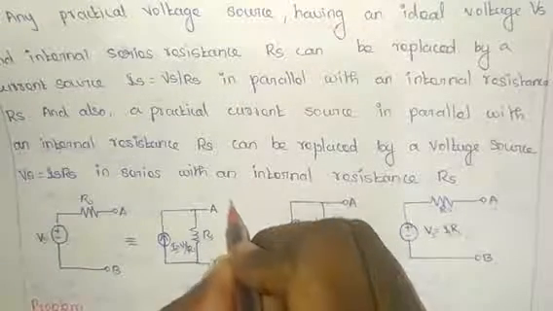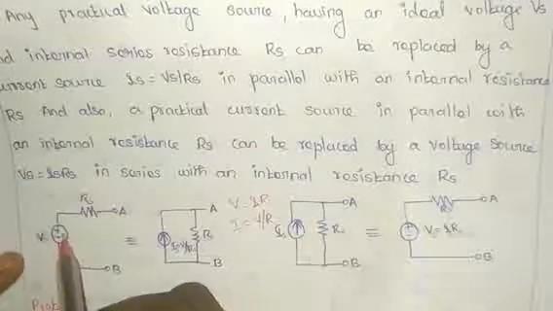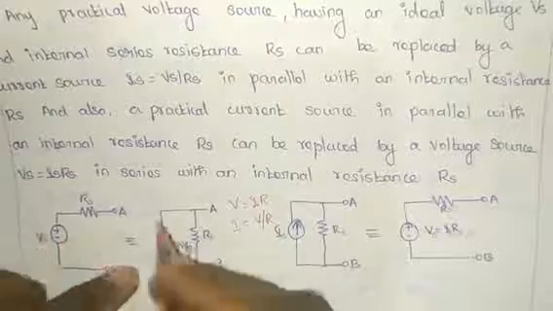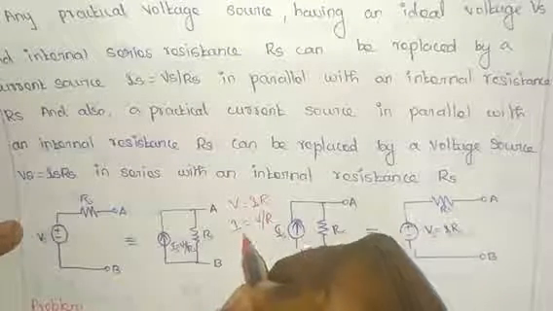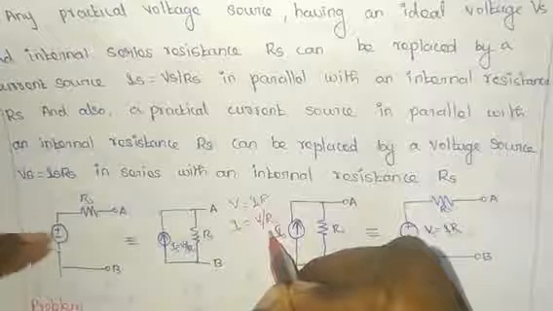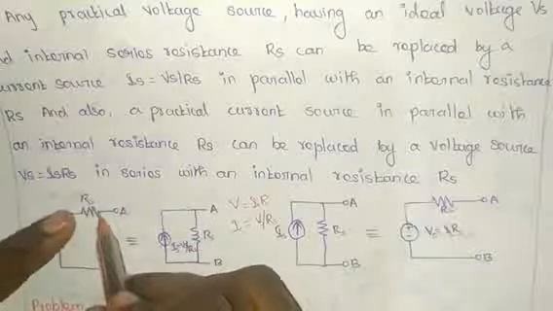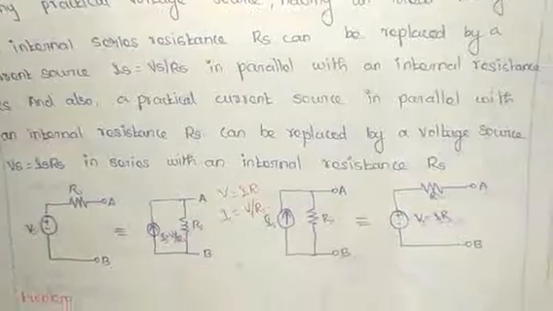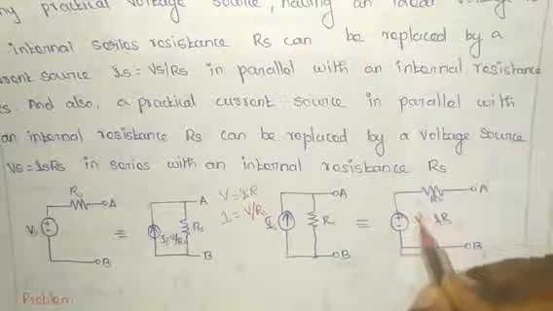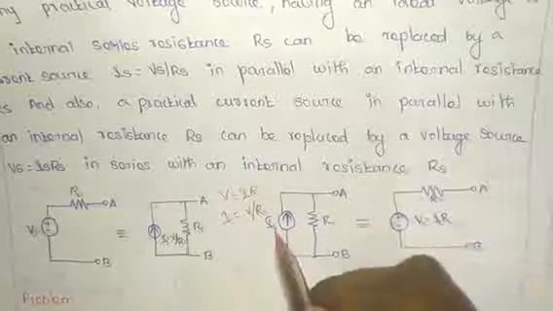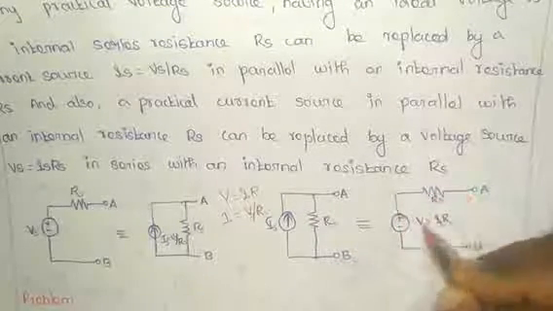By Ohm's law, V is equal to I into R. Similarly, I is equal to V by R. So when you are converting a voltage source into a current source, you replace it with a current source of value Is equal to Vs divided by Rs, and you connect the internal series resistance in parallel. In the same way, if you are converting a current source into a voltage source, V is equal to I into R, here Is into Rs, and you replace the parallel resistance in series with the voltage source.